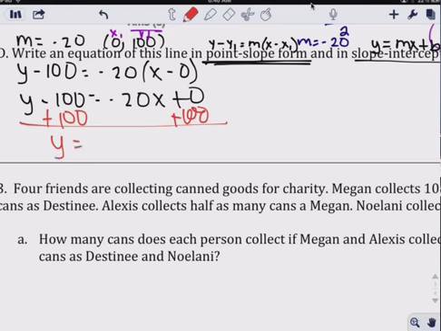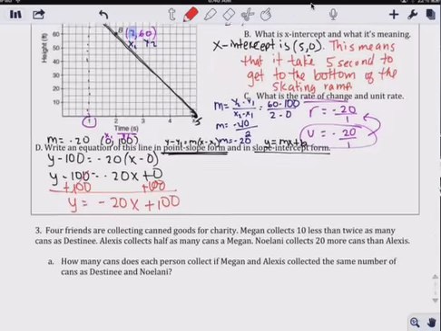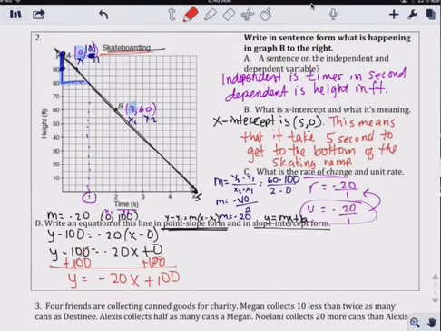Y equals -20x plus 100. Hey, look. My y-intercept is the same as here. So I must know if my slope is correct.